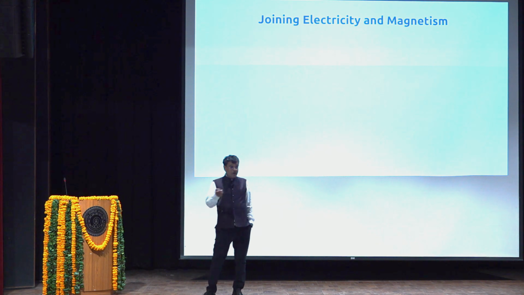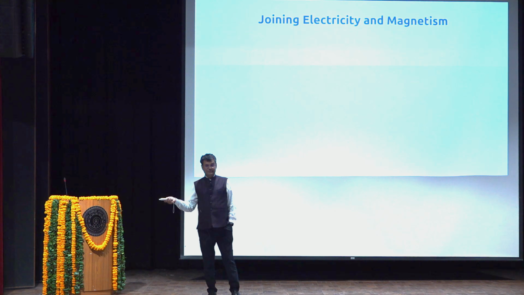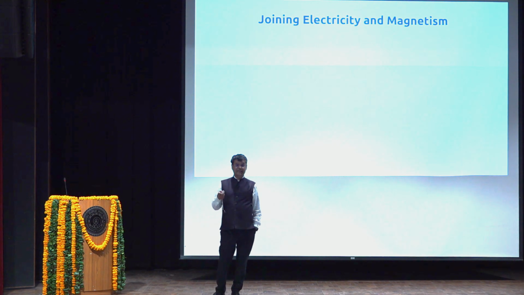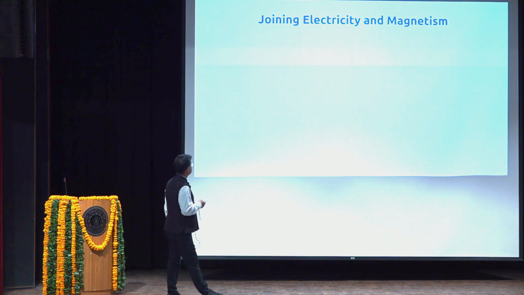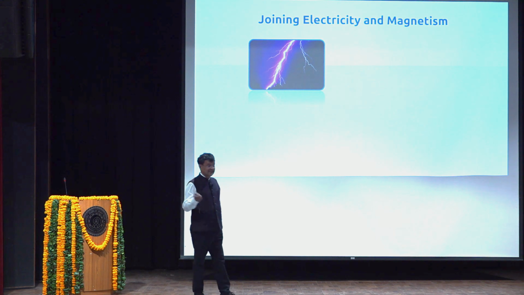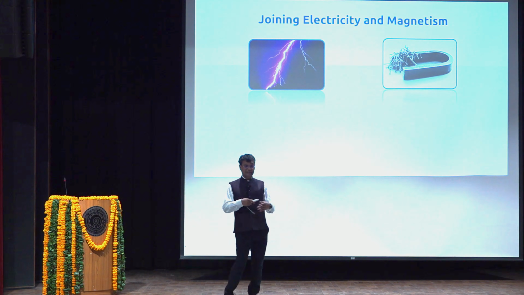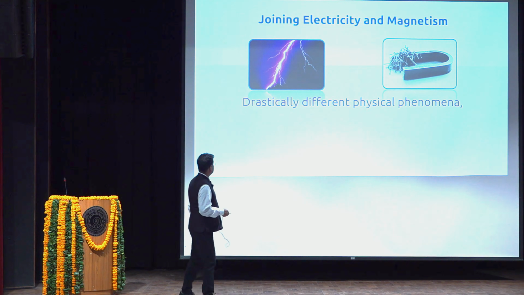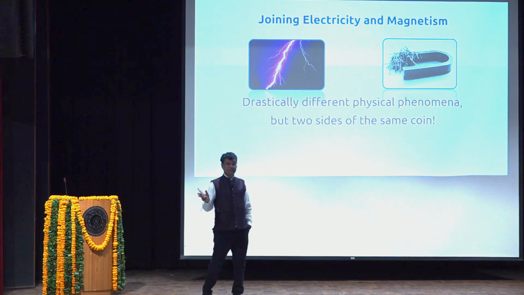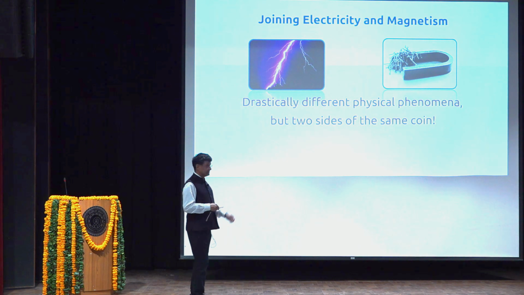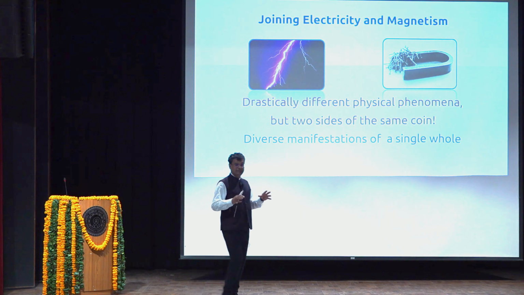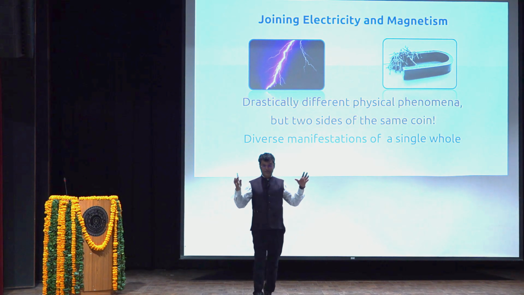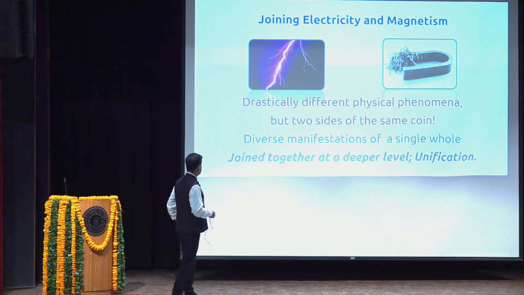All of you are probably familiar with the most important unification, the unification between electricity and magnetism, joining electricity and magnetism. So here is electricity, and here is magnetism. Two completely different phenomena. They don't seem to have absolutely anything to do with each other. But these drastically different physical phenomena are actually but two sides of the same coin, in a very precise way. So we now think of them as diverse manifestations of a single whole, some unified structure. And this is what is meant by unification. This is how the word unification is used.